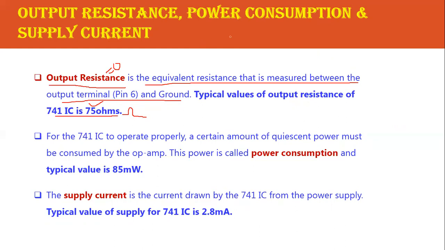And next one is power consumption. Power consumption for this IC741 is very low, as we have discussed in the features of 741, and its typical value is 85 milliwatts. Next is supply current. The supply current drawn by IC741 from the power supply is around 2.8 milliamps.